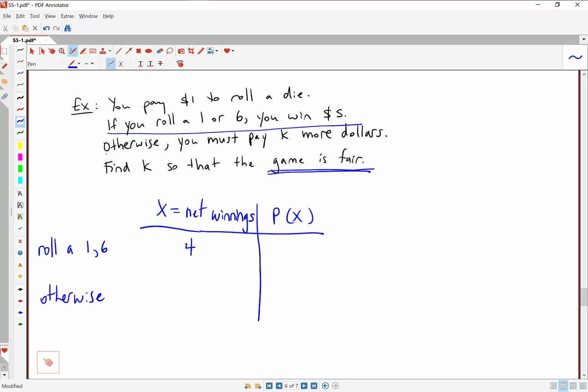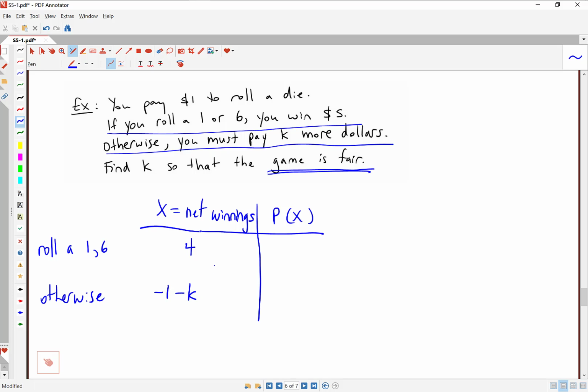Otherwise, we're told you must pay K more dollars, where K is some unknown number. Okay, so we paid $1 to play, and now we have to pay K more dollars. So it's minus 1, the dollar that we had to pay at the beginning of the game, and then minus K because we're paying K more dollars. So each time you're paying something, it's a negative winning.